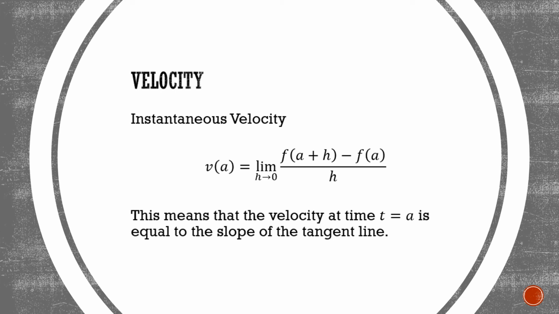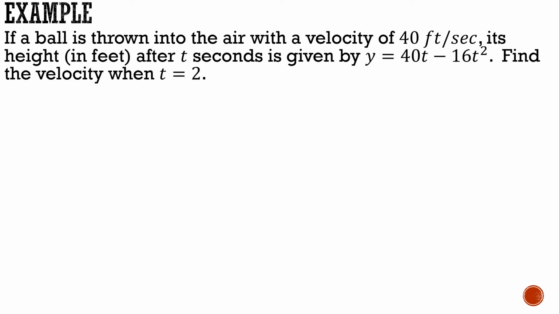So the first one we learned was the derivative at a point. This form here is the instantaneous velocity. Again, it's going to give you the same answer. It's just a different way of writing it. For this last example, we're going to see how the velocity formula works instead of using the derivative formula at a point.